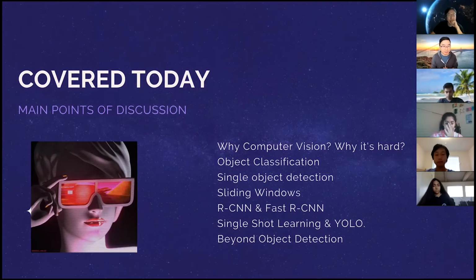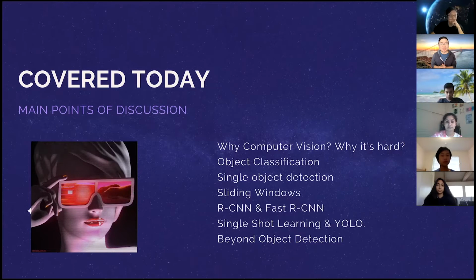We're going to cover why computer vision is hard. We're going to talk about object classification, which if you want, you have already done. We're going to talk about single object detection, which is very different when you have multiple different objects. We're going to talk about sliding window, which is a really interesting approach to solve computer vision problems. Then R-CNN, Faster R-CNN, and how they solve object detection.